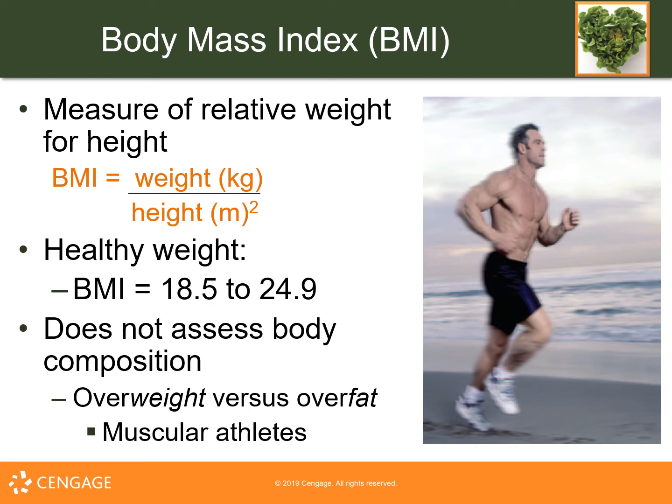BMI does not assess body composition, so very muscular athletes may fall into an overweight or even obese categories despite actually being very healthy and very fit. Ideally, a person will have enough body fat to meet basic needs, but not so much that it increases their disease risk. So BMI definitely has its downfalls. It's not a perfect system, but it's inexpensive. It's a fairly easy calculation, and it can give you kind of a general idea of where you fall.